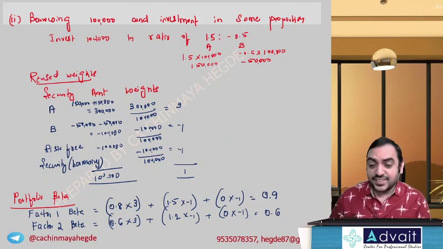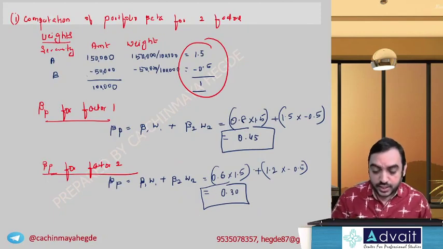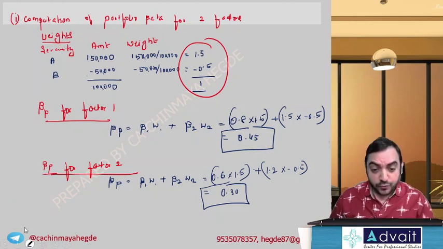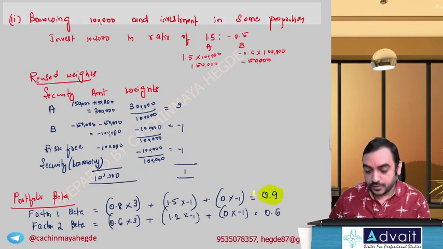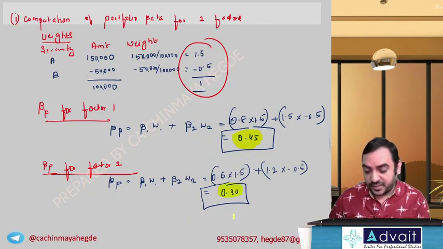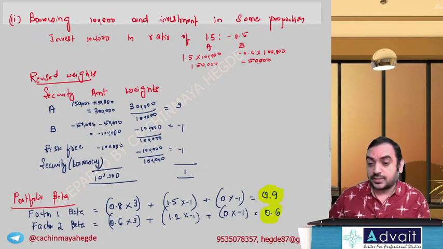Now, is it really decreasing? What do you think is happening? Previously, how much beta did we have for factor 1? We had 0.45 and now we are getting 0.9. Previously we were getting 0.3 and now we are getting 0.6. So in both cases, the beta has increased. Can you think why? What could be the logical explanation for the increase in beta?